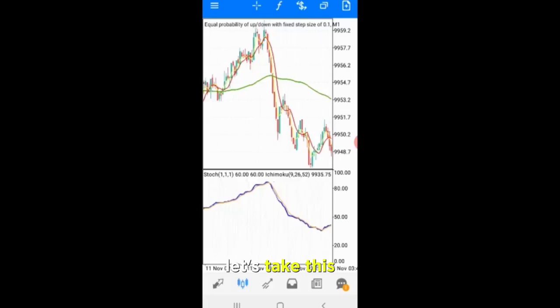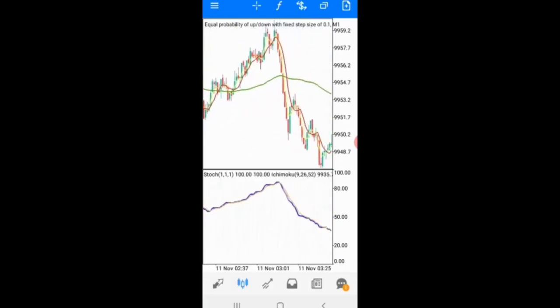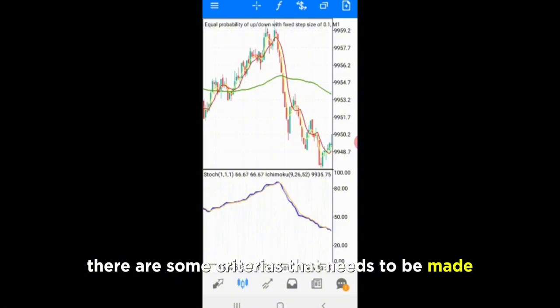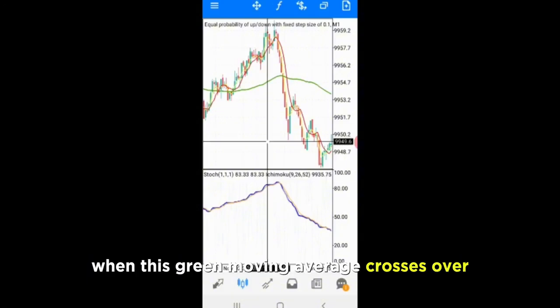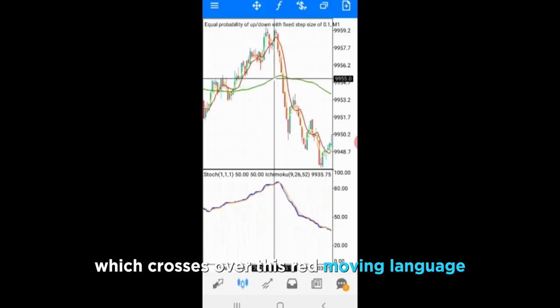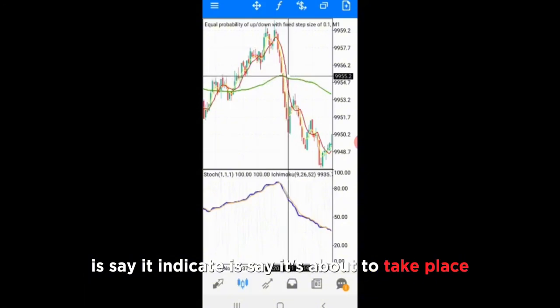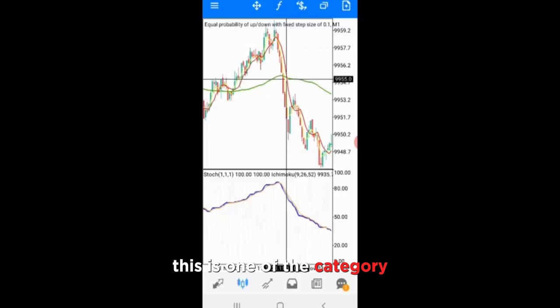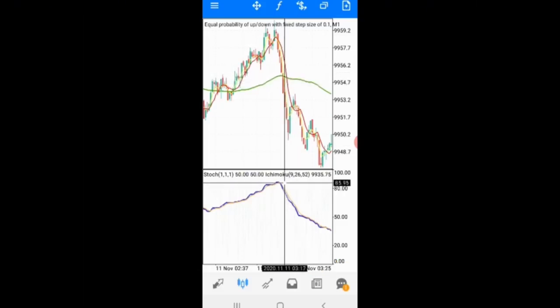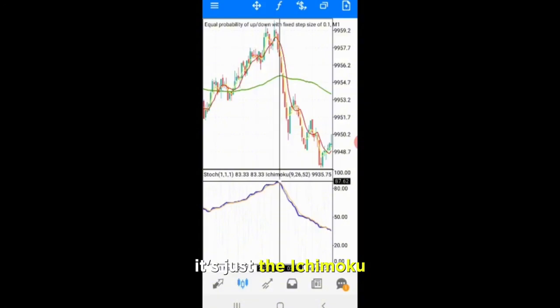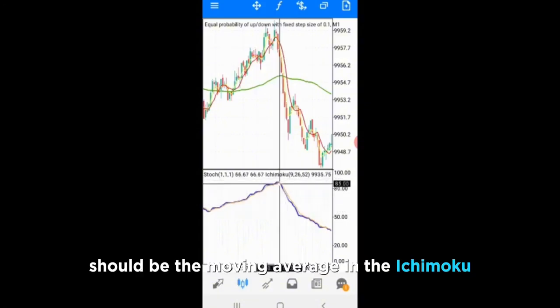Let's take this. This is how to use this strategy. First of all, there are some criteria that need to be met. When this green moving average crosses over this red moving average, then it indicates a sell, but it is not yet a confirmed sell. It indicates a sell is about to take place. This is one of the criteria. Then another one, it should be at the overbought level, just like here. You see this place? It should be the moving average in the Ichimoku.